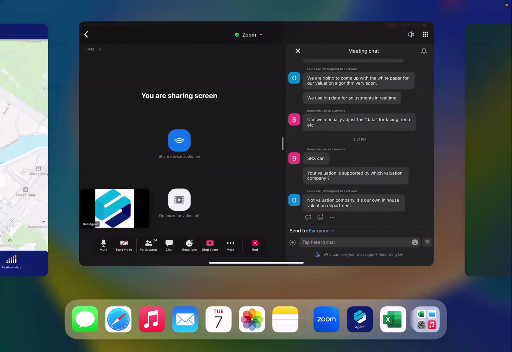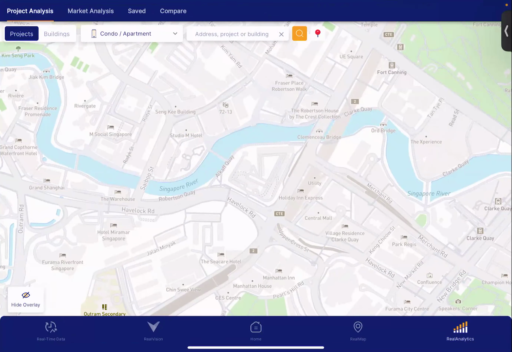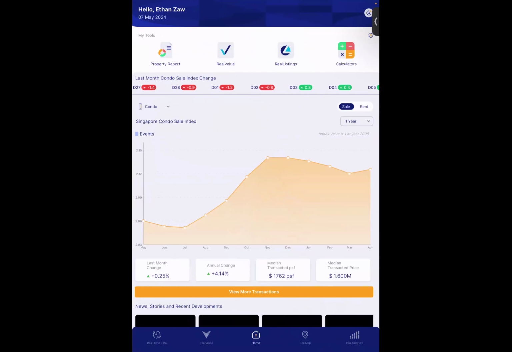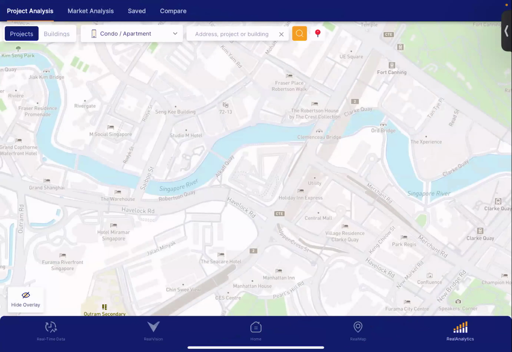Okay, let's go back. So analytics. So there are two types. The first one is called project analysis. The second one is called market analysis. On your home page, on the bottom right corner, real analytics, you click in, you will see this. First one is project analysis. Basically, this is a micro analysis. Someone was asking me comparing 5 different projects. So this is the system you use to compare 5 different projects. Okay. So micro means comparing project to project.